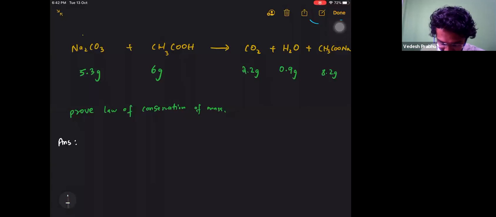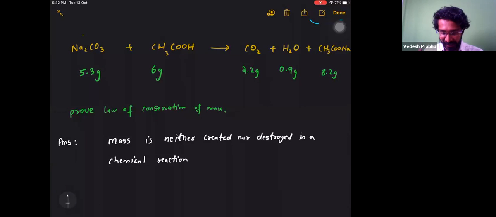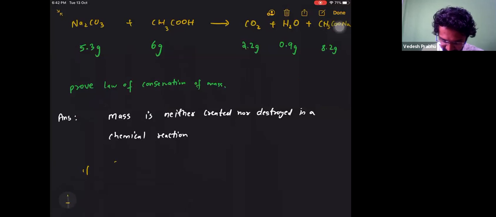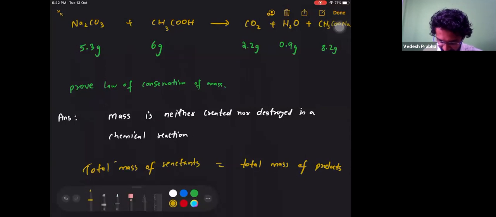According to our answer, the law of conservation of mass says that mass is neither created nor destroyed in a chemical reaction. So that means the total mass of the reactants is equal to the total mass of the products. So what does this indicate?